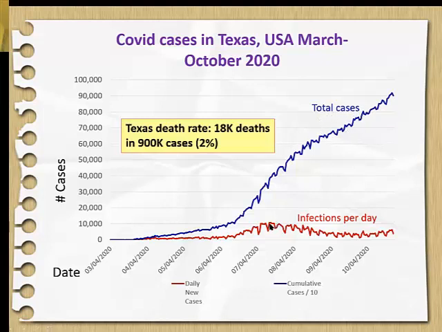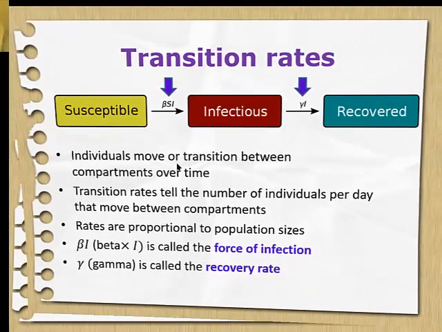However, the peak number of infections was much less. In Texas, we had 18,000 deaths in 900,000 cases. The death rate was 2%, much lower than in New York City. So there are several reasons for that, and we will talk about that later.